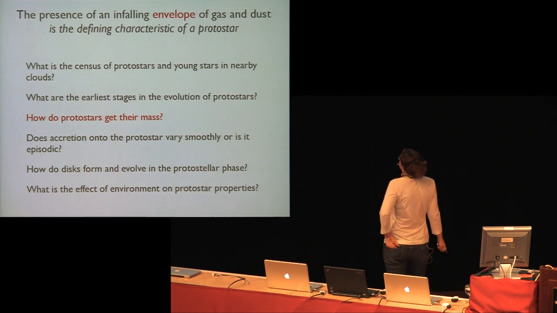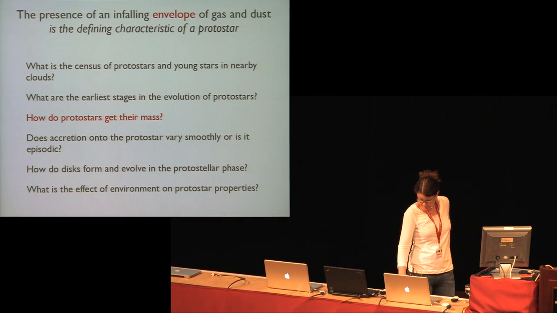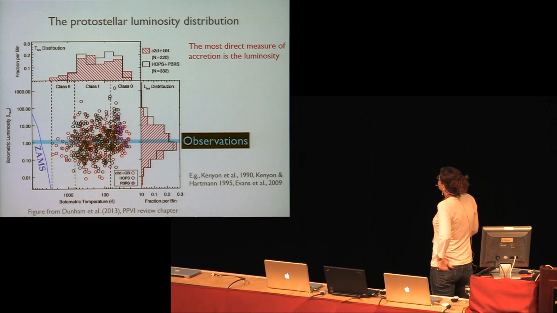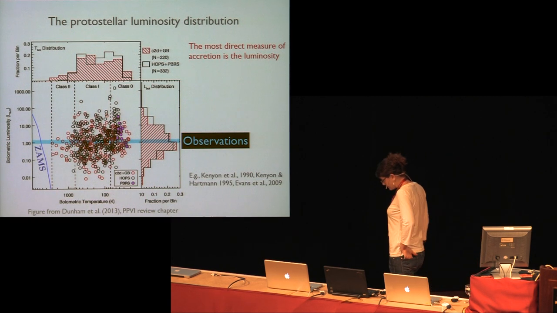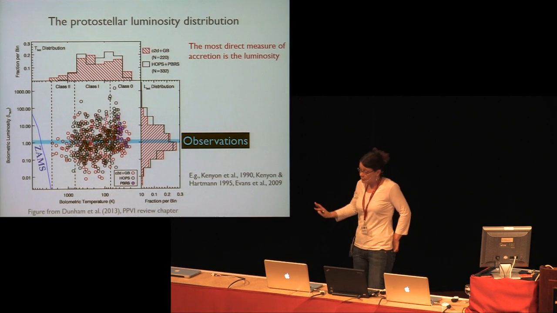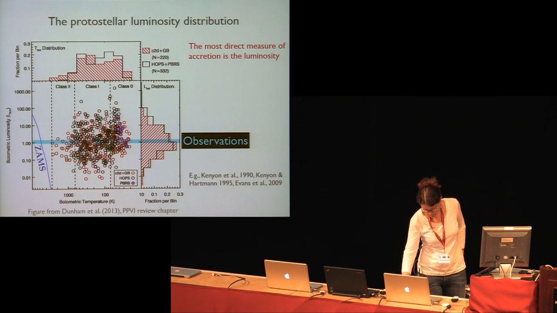So this brings me to my next question. How do protostars get their mass? So we want to go back to our luminosity versus bolometric temperature diagram. This is our HR diagram for protostars. And note that the median luminosity of protostars is about 1 Lsun approximately.